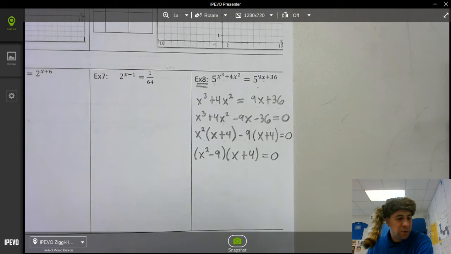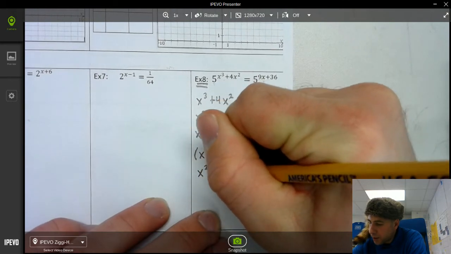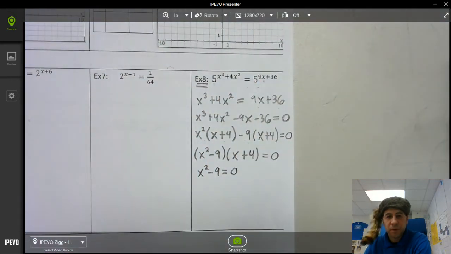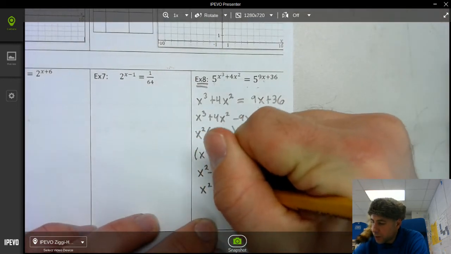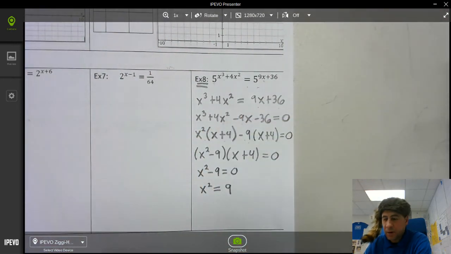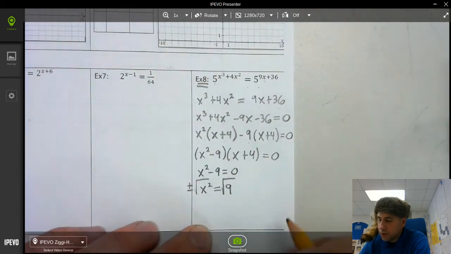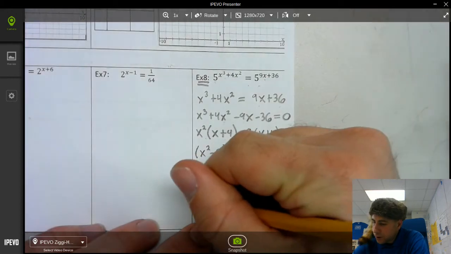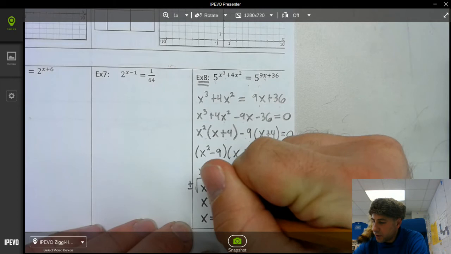All right, now we're into step 5. We're going to set each factor equal to 0. Okay, so x squared minus 9 equal to 0. Well, we add 9 to both sides. We get x squared equals 9. We take the square root of both sides. Remember, it's plus or minus the square root of both sides. So then you get x equals 3 and x equals negative 3.